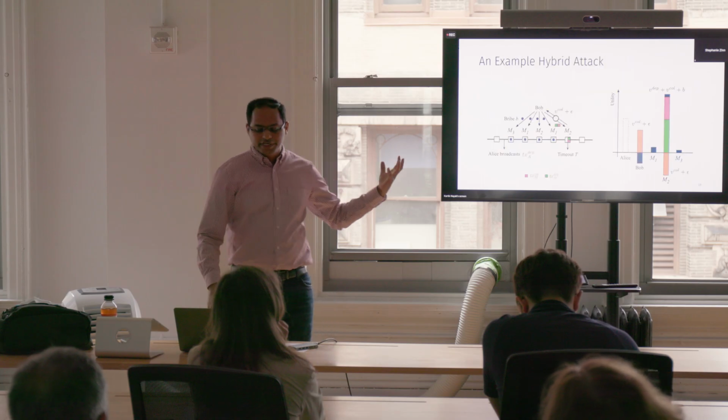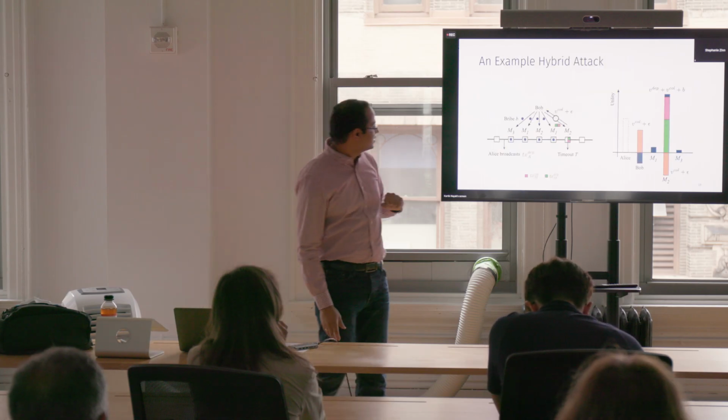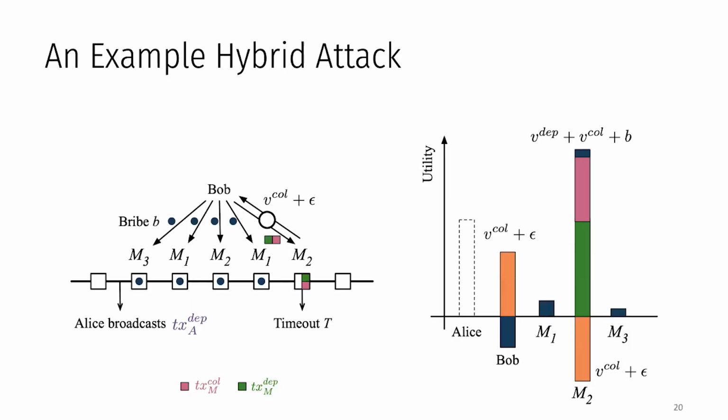I'm not going to get into the details of exactly this, but graphically this is what it looks like, where Bob is bribing each of these miners until the timeout, and then engaging in some sort of success-dependent reverse bribery attack, where the winning miner M2 over here gets VDEP plus vcall, perhaps in addition to some bribes from earlier. And for that, the miner is paying Bob vcall plus epsilon.